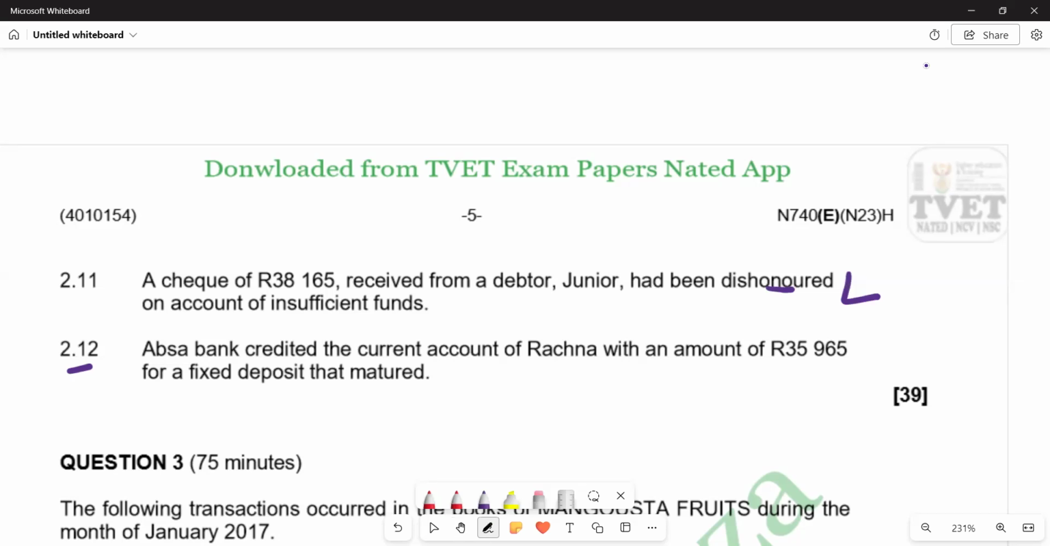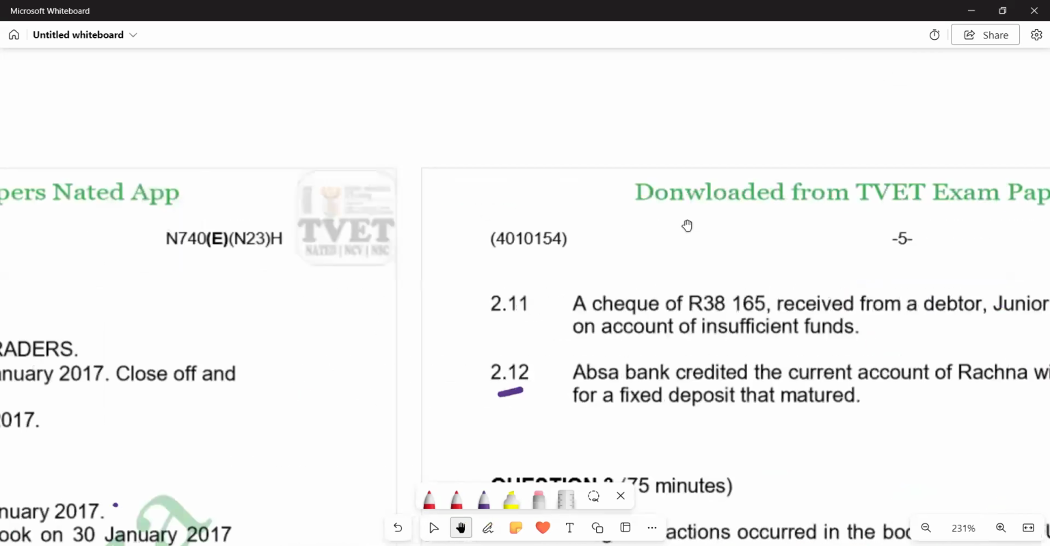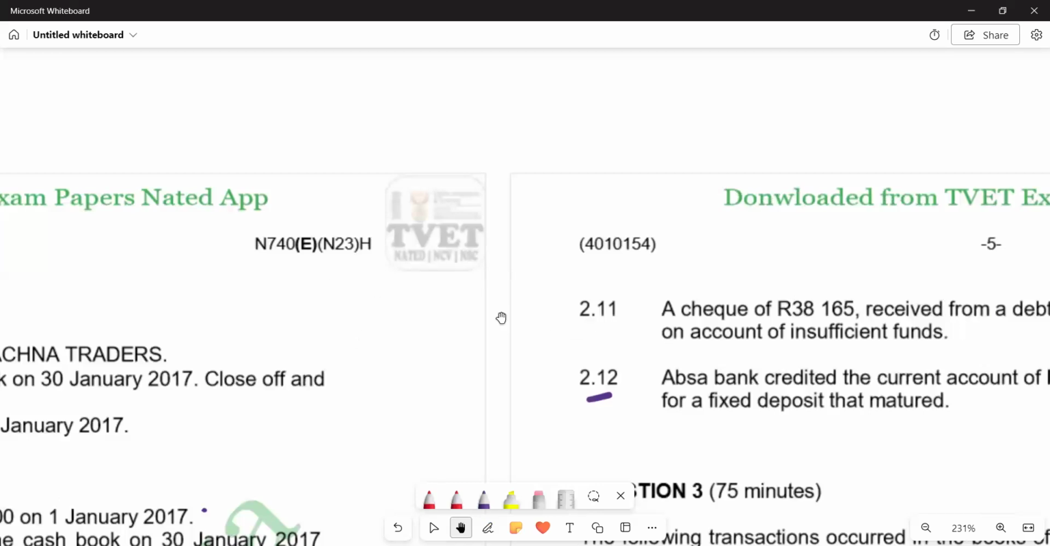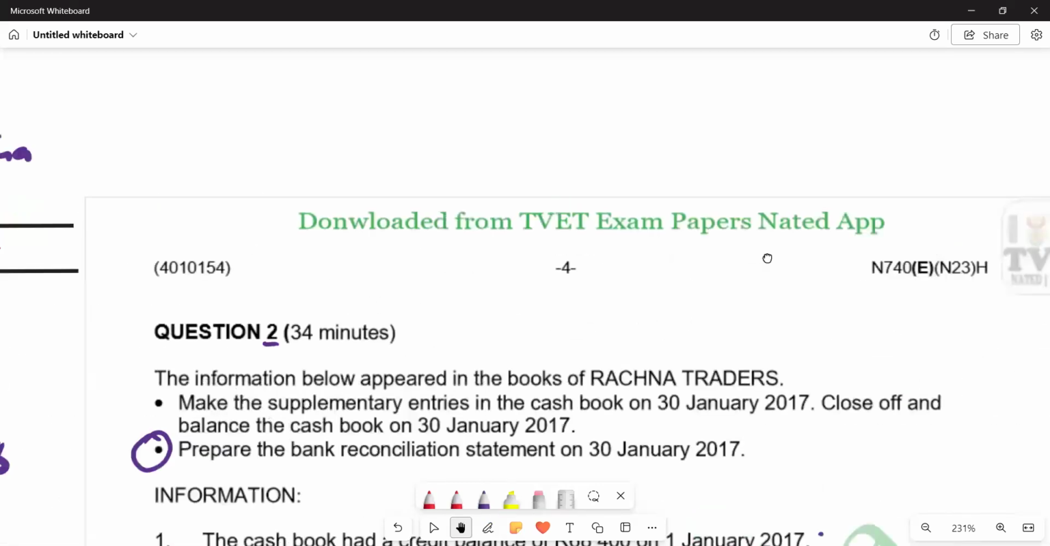Absa Bank credited the current account of Rashida with an amount of 35,965 for a fixed deposit that matured. So again, this transaction is already appearing in the bank statement. So what is being affected is also the ledger. So it's not affecting our bank statement. So in this case, we can now go to our bank reconciliation. We've finished all the transactions. We can go to our bank reconciliation and try to balance it.